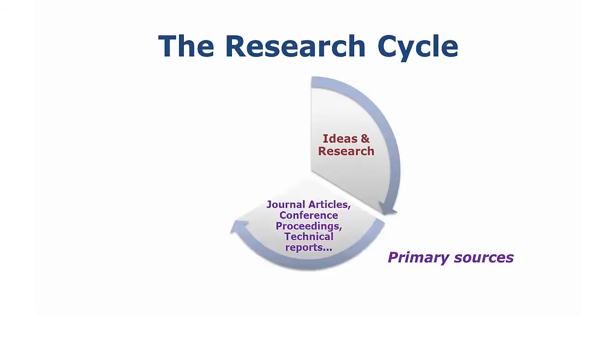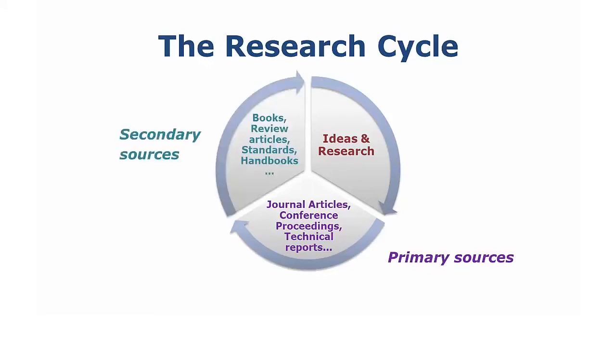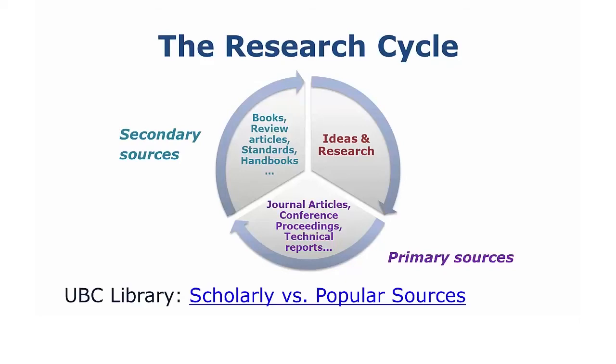The ability to identify different types of sources will allow you to place resources you find in context. The products of new ideas and research are published in primary sources, which are then summarized or evaluated in secondary sources. Because of this, research is often discussed in terms of a cycle. Reading about a subject might spark a new idea, thus beginning the research process all over again. Here you can see an engineering research cycle, including where primary and secondary sources fall in the process. For more information, see Scholarly versus Popular Sources from UBC Library.